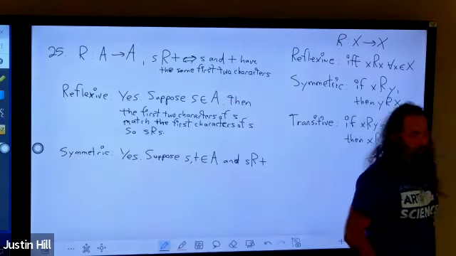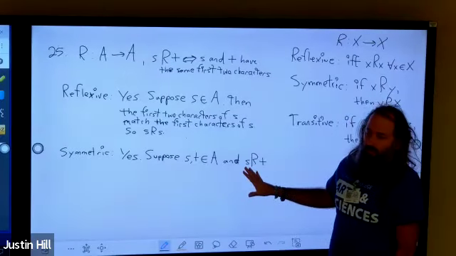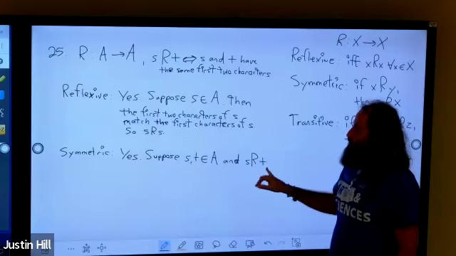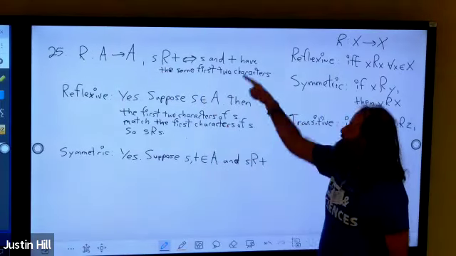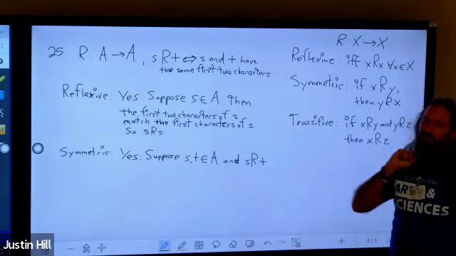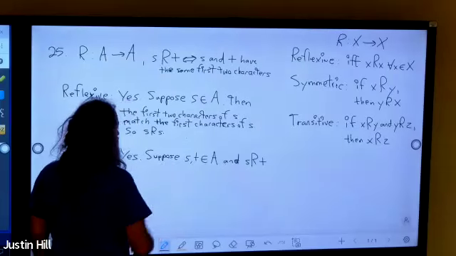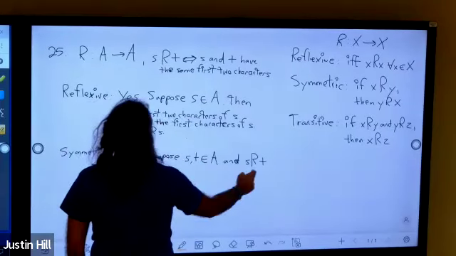Good. Now notice, like almost all of our direct proofs, once I have S is related to T, R has a definition, and that definition is this sentence. So I can then give some detail about S and T using that sentence, and then from there I can make my argument. So suppose S and T are in A, and S is related to T.